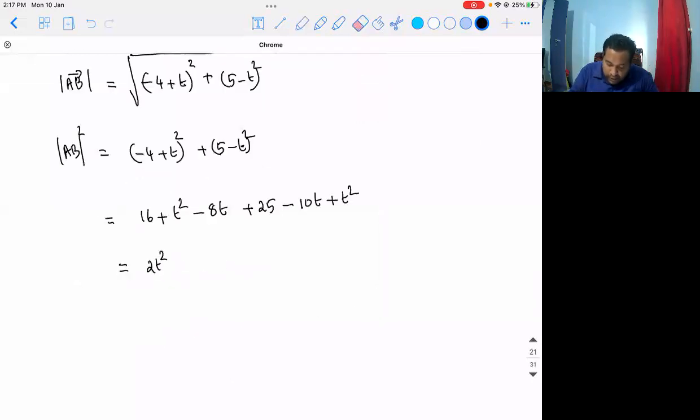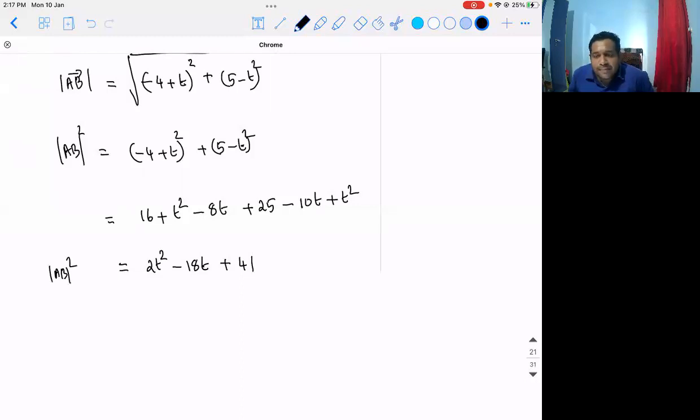So 2t square minus 18t plus 41. So that is AB square. And we know that this is actually a quadratic equation, right? So can you please write this in the completed square form? How will we write it in the completed square form?